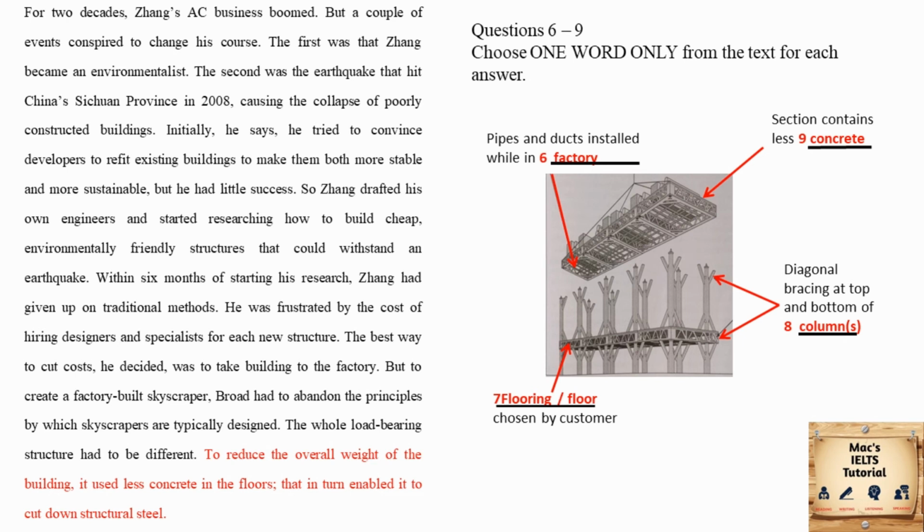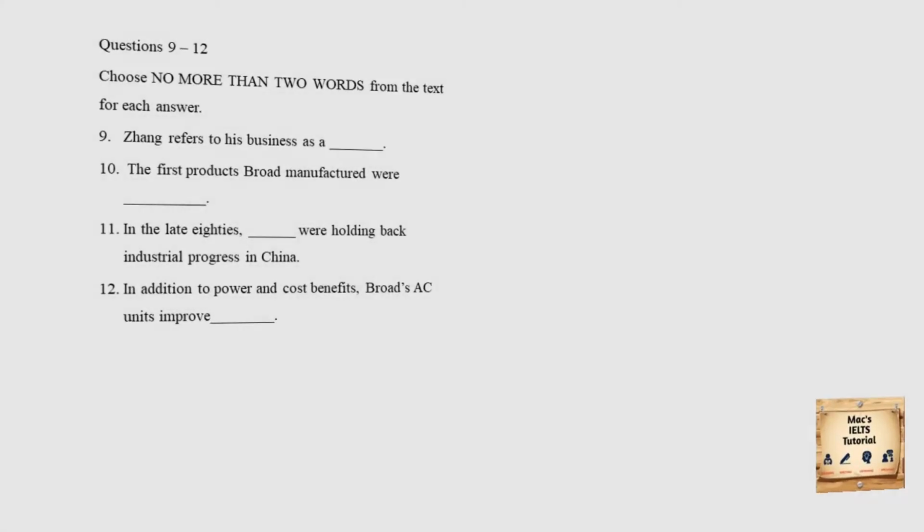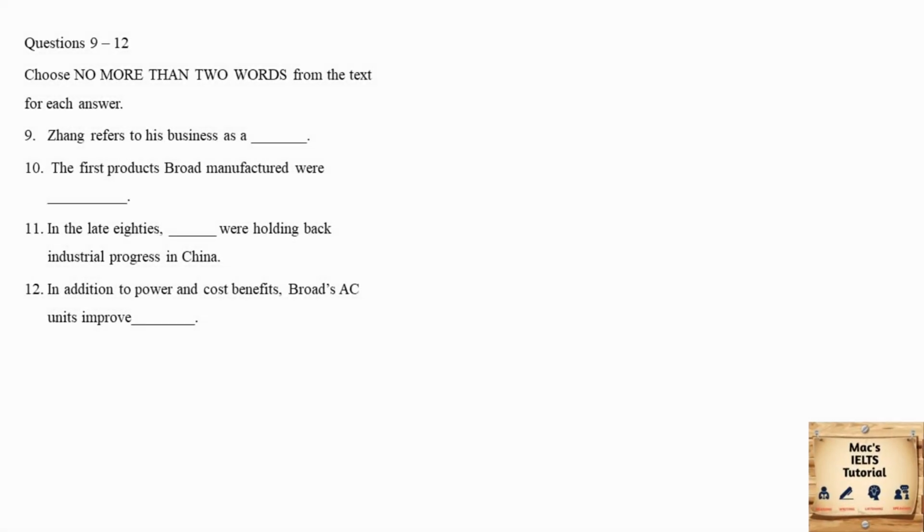So now we have completed the labeling the diagram type of question, and we shall move on to the next set of questions for the same reading passage. The next set of questions are completing sentence type of question. Again, even for such type of questions, we must be careful with the word limit that has been mentioned. The word limit that is mentioned for the questions given here is not more than 2.